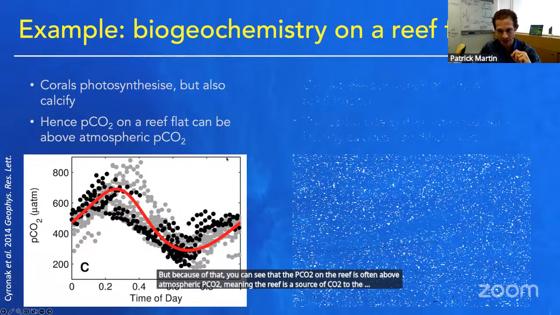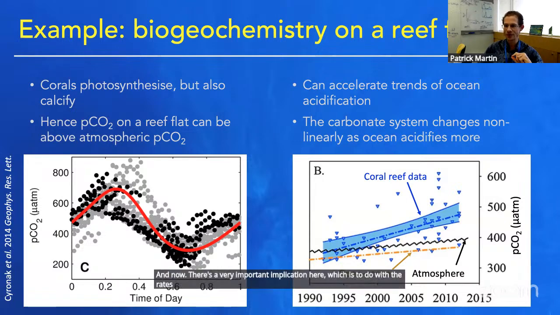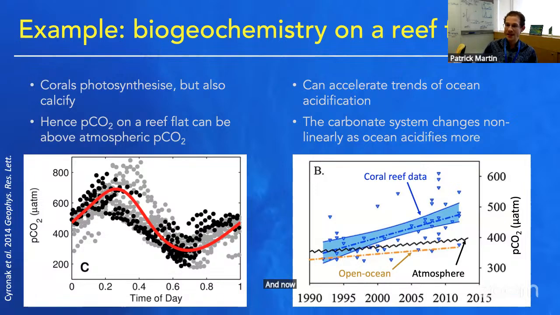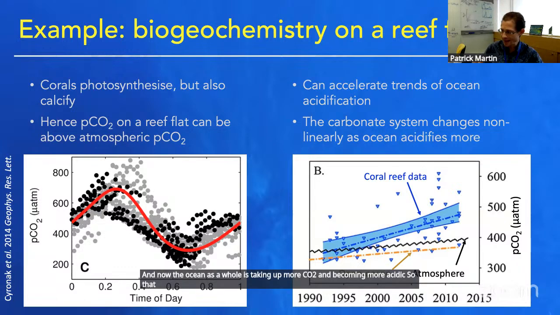And now there's a very important implication here, which is to do with the rates of ocean acidification. And now the ocean as a whole is taking up more CO2 and becoming more acidic. So that means when corals then in more acidic water also start to remove more calcium carbonate, it actually pushes the PCO2 to even higher values and the pH to even lower values.